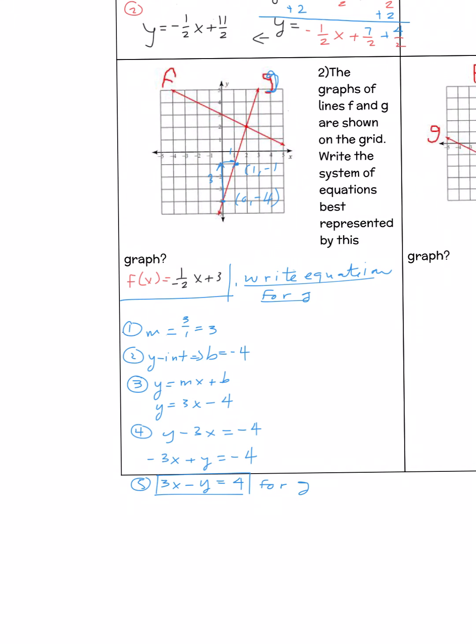So I now have a system of equations, and my equations are written like this. 3x minus y equals 4 is the g line, and then the f of x line is negative 1/2 x plus 3. That's y equals. And that's my f of x line. I wrote it as y equals because that's what you're probably going to see on the test like that, okay? But f of x is actually y right here. Okay, we can call it that. So that's my system right here.